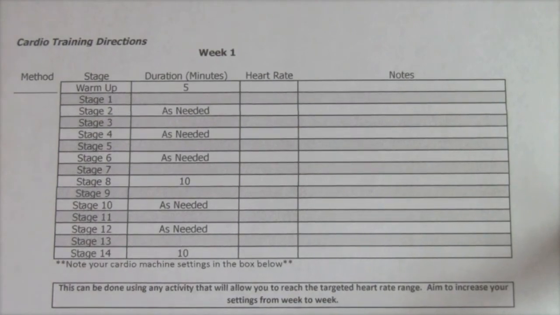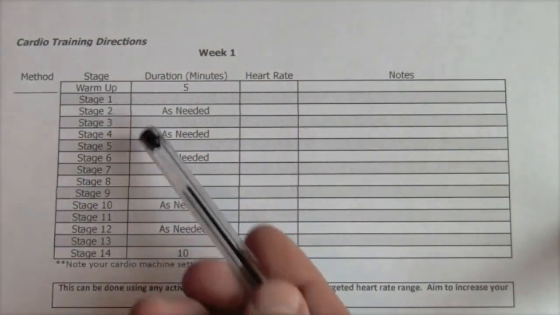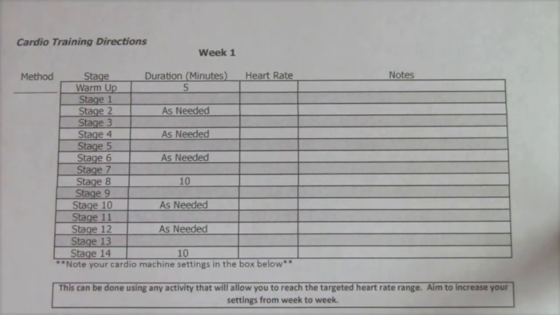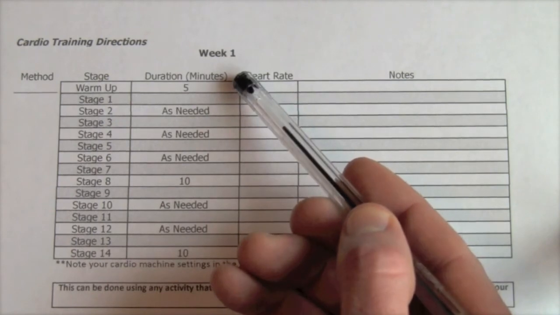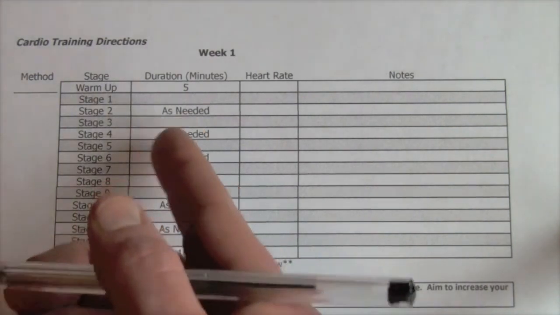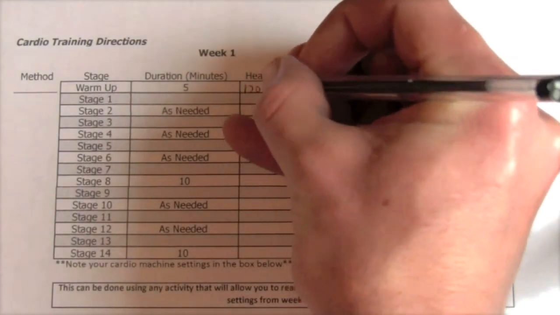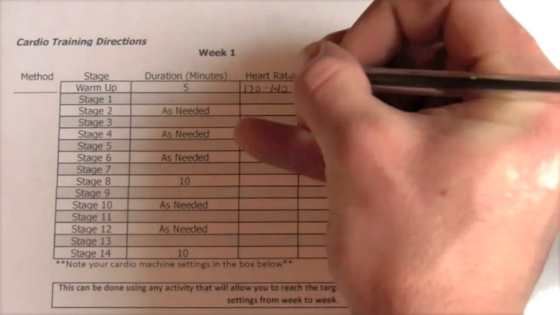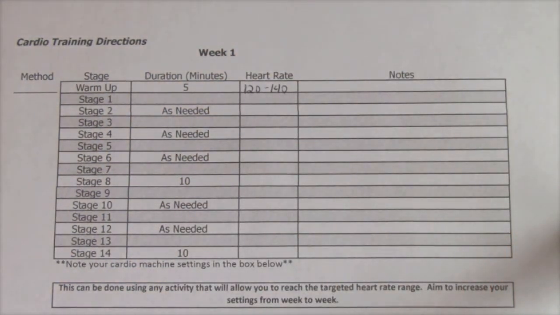As we look at the template, you can see that we're starting at week 1, and we've got multiple stages to work through during the interval workout. The first stage is the 5-minute warm-up that I talked about, and I'm just going to fill in some things here, assuming that we're dealing with a 20-year-old individual. So for the 5-minute warm-up, we're shooting for the 120 to 140 beats per minute range.